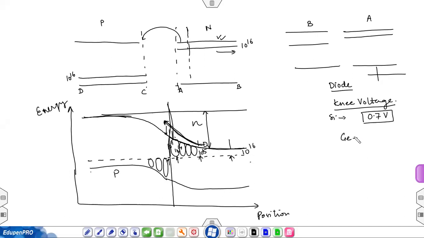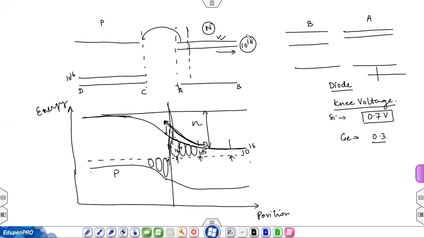ये तो हमने तब रट लिया था कि सिलिकॉन का 0.7 होता है, जर्मेनियम का 0.3 होता है. Now just give me a minute. N type में, let's say this is an N type semiconductor, and let's say we have doped it with 10 to the power 16.